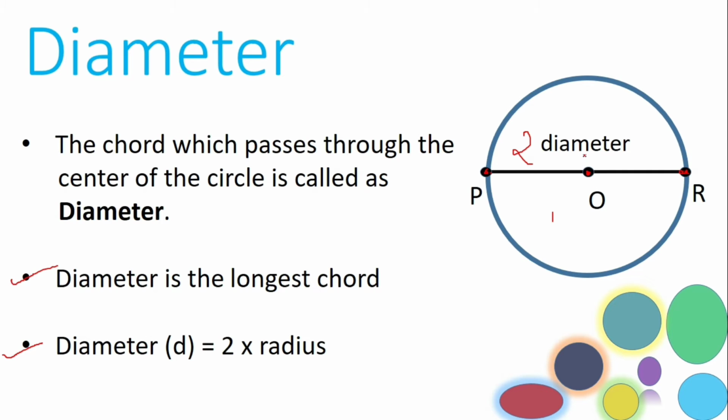Why? You can see in the diagram that the distance between O and R is the radius, and also the distance between the point O and P is the radius. So OP will be equal to OR.